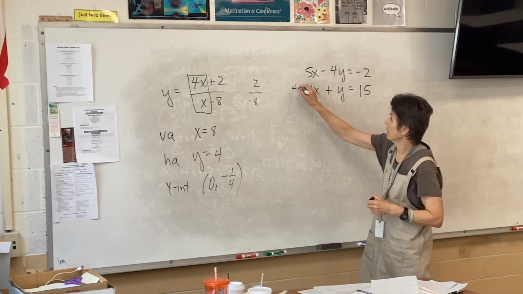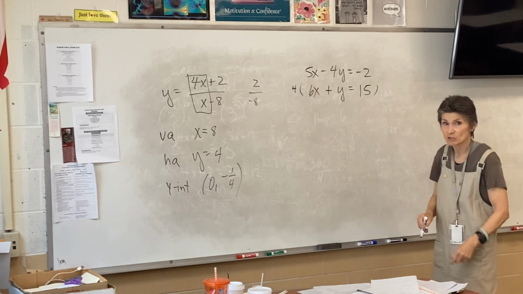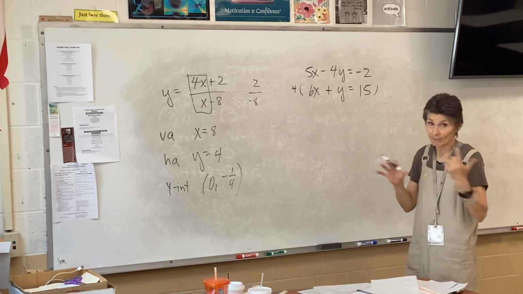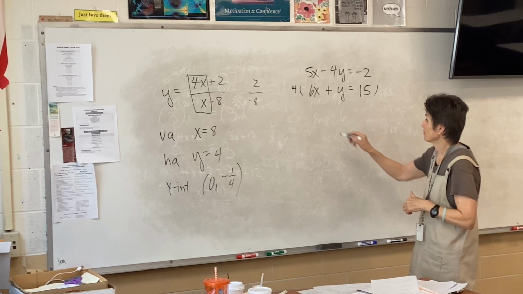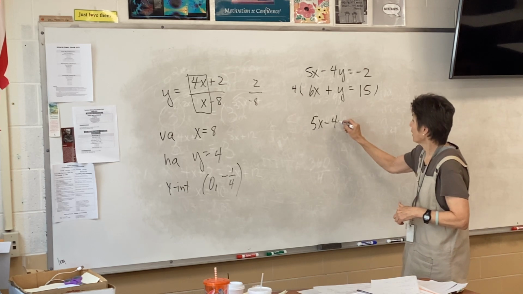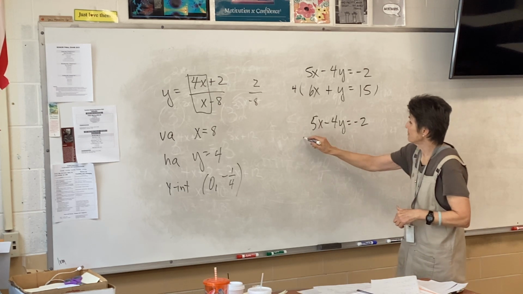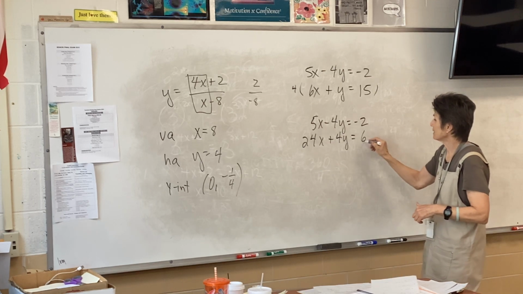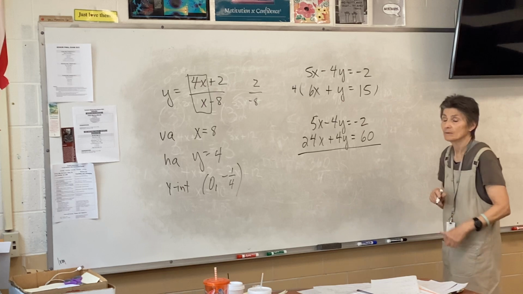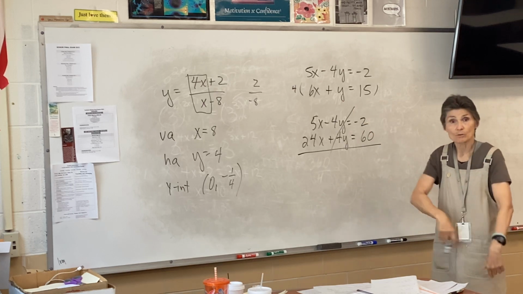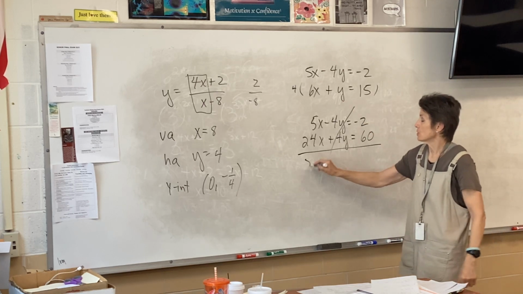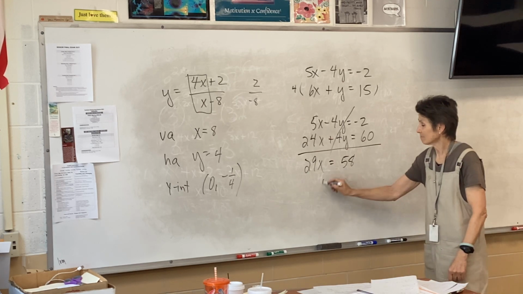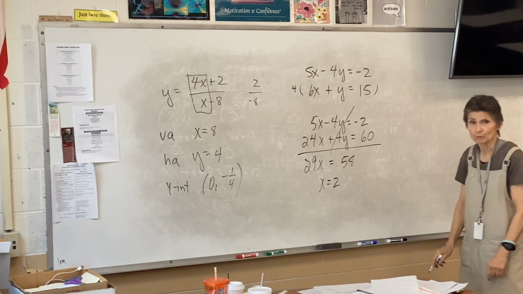So I'm gonna multiply the bottom row by 4. You do not have to solve it this way, but we're gonna get the same answer. So make sure however you're doing it, you're getting my answer. So 5x minus 4y equals negative 2, and then 24x plus 4y equals 60. The reason I did that is so those are eliminated. So 29x equals 58, and x equals 2.